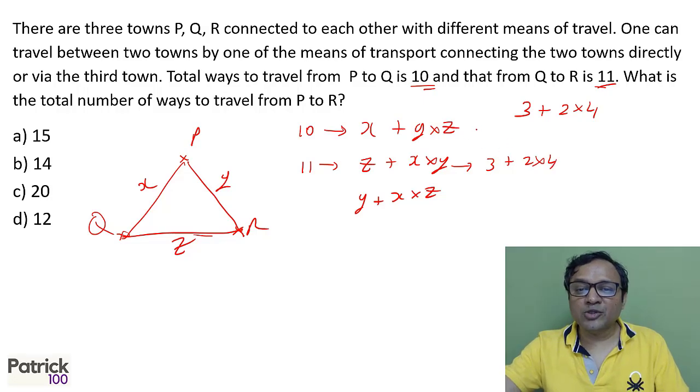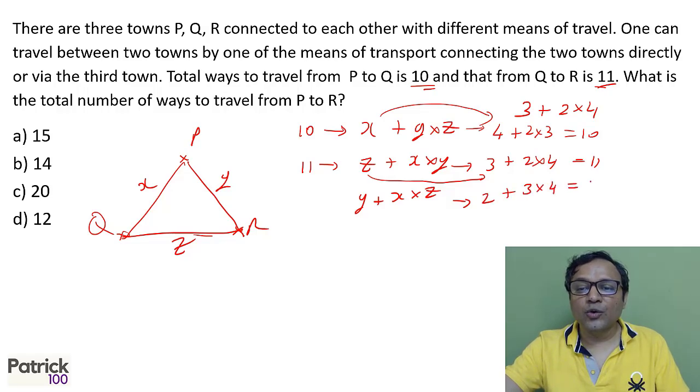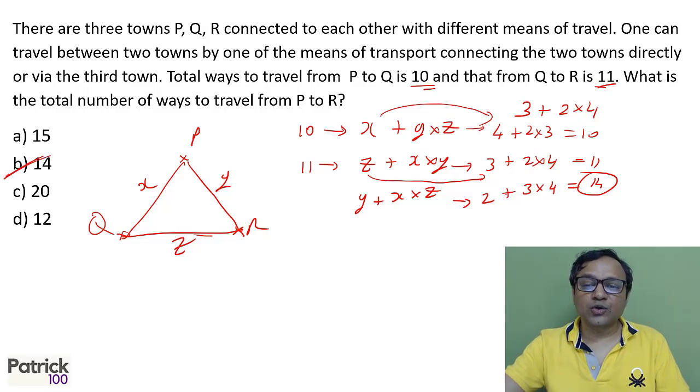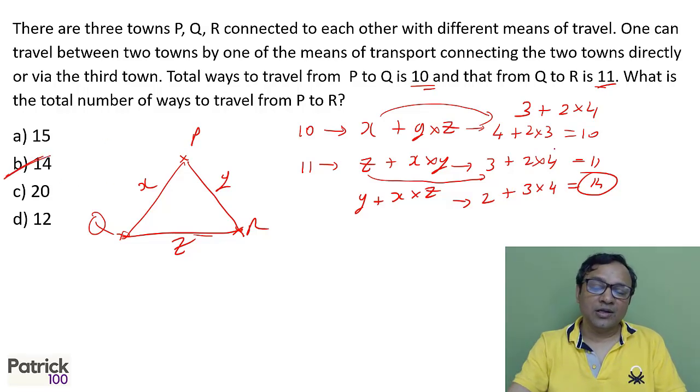If I take the same numbers to get 10, I require 4 plus 2 into 3, which is 10. And 3 plus 2 into 4 is 11. Which means X will be 4 and Z will be 3. So substituting here, you will get 2 plus 3 into 4, which gives 14. So 14 will be the answer, which is option B.